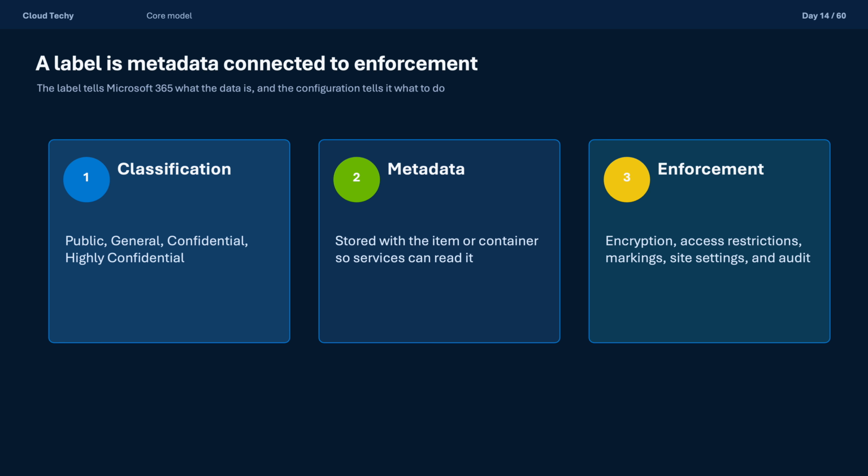This distinction matters because the visible label name is not the security control by itself. The security outcome depends on the label configuration, the label policy that publishes it, and the workload where the label is being used.